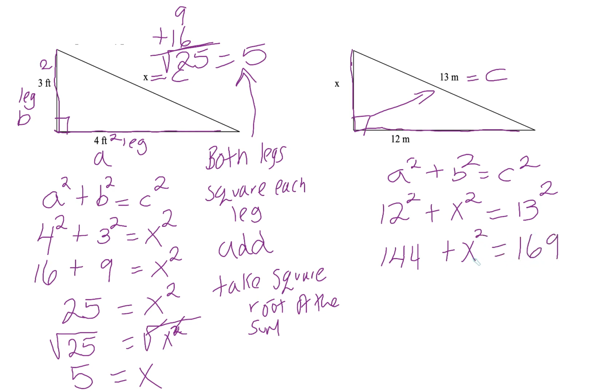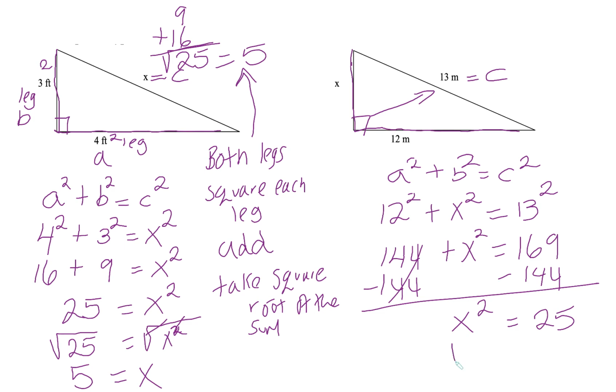Now solving for x squared, I have to subtract 144 from both sides, and I have x squared equals 25. And solving for x, I'm going to take the square root of both sides. So x has a value of 5. And that's my answer.